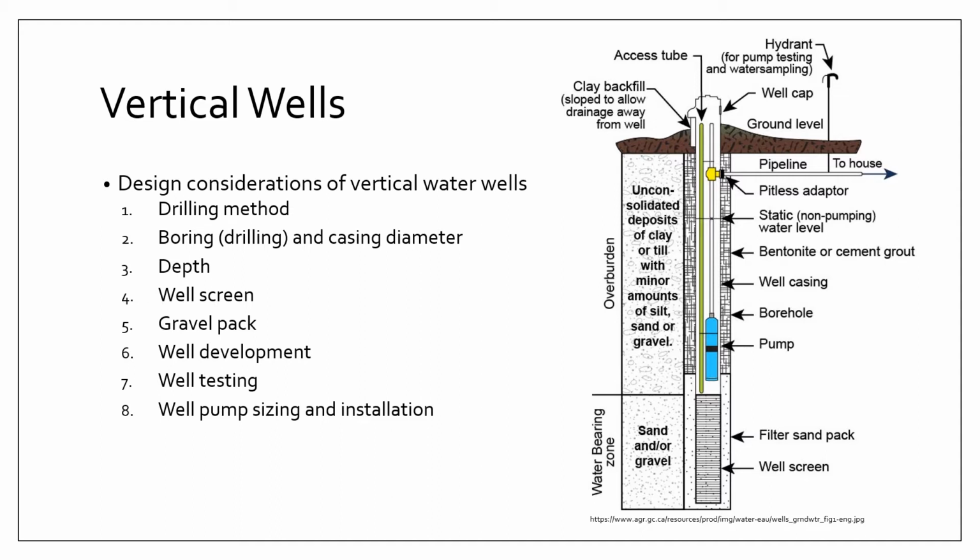Second is the boring or drilling and the casing diameter. Typically, the size of the hole will depend on the aquifer yield or the target pumping rate from the well, and also the size of your pump. Third consideration is the depth of your well. And of course, this is mainly controlled by the depth of your aquifer, or the nature of the aquifer formation.